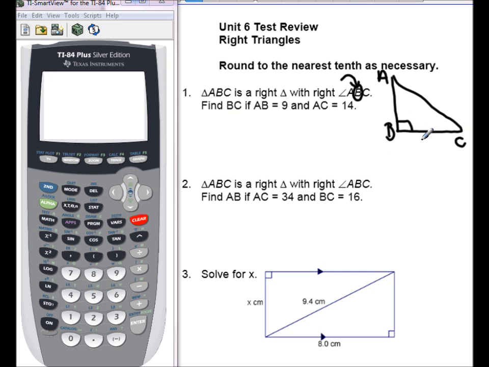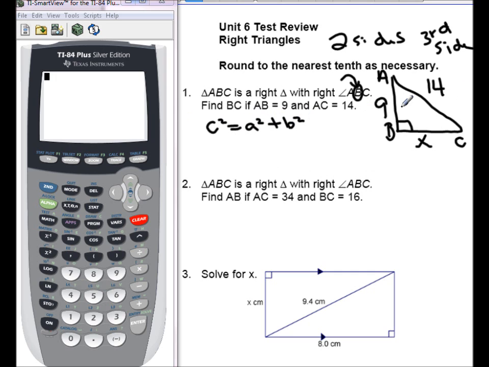Find BC, so that's our X here, if AB is 9 and AC is 14. So here we have a right triangle with two sides looking for the third side. And we know that is Pythagorean theorem. So C squared equals A squared plus B squared. C squared is always our hypotenuse, across from the right angle, so we call that 14 squared equals A squared, which I'm going to use X, plus B squared, which I'm going to use 9.